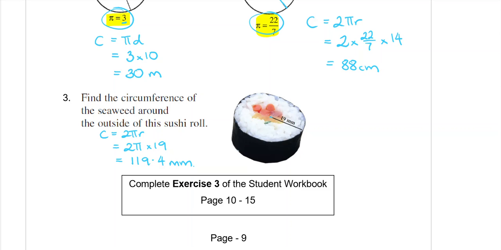Okay, so that is how you find circumference. Can you please do exercise 3, page 10 through to 15?